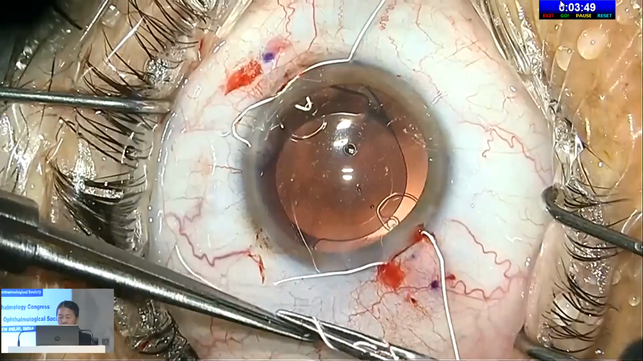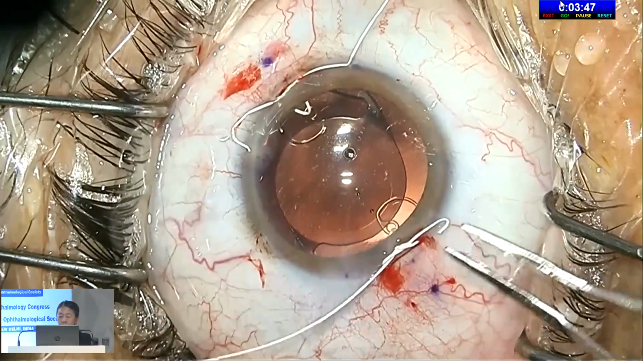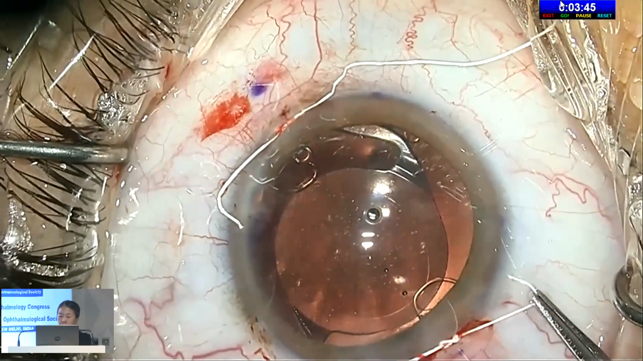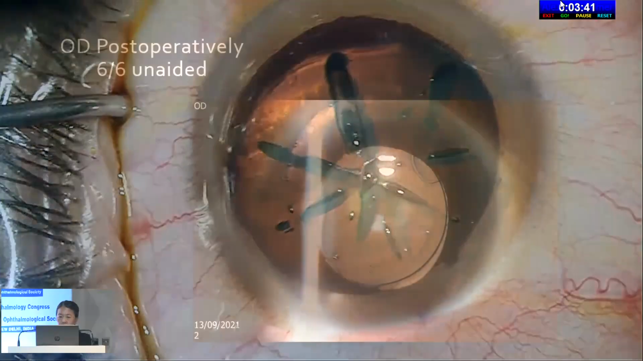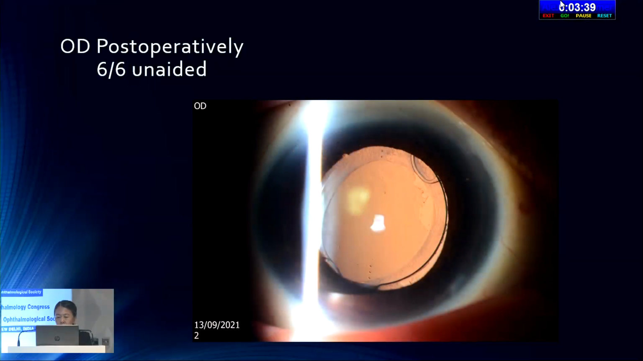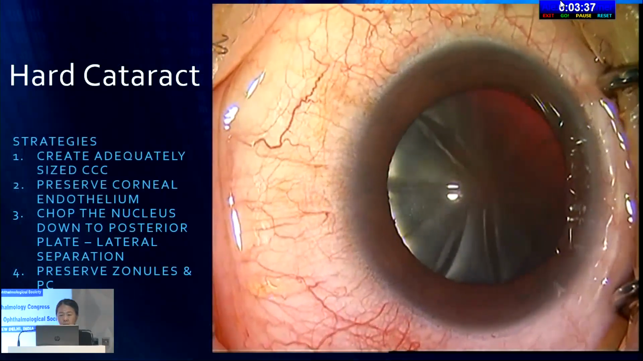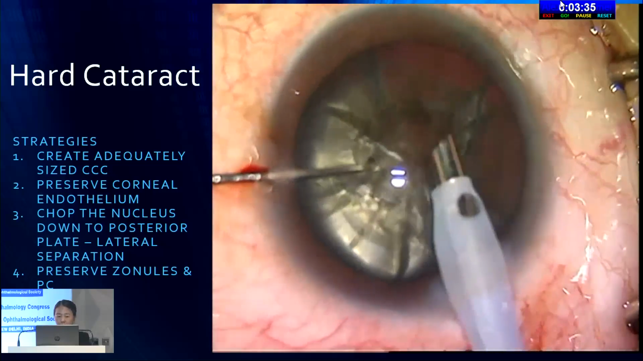Now, if you have an IOL that's not well centered, you could actually move the CTS along the equator of the lens to ensure that the lens is well positioned. So you can see that this patient did very well post-operatively. Now I'm going to move on to hard cataract.